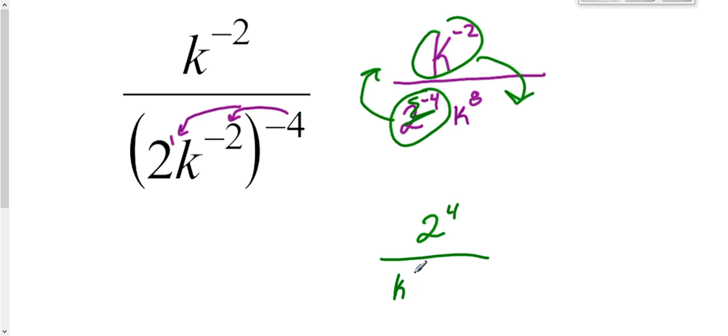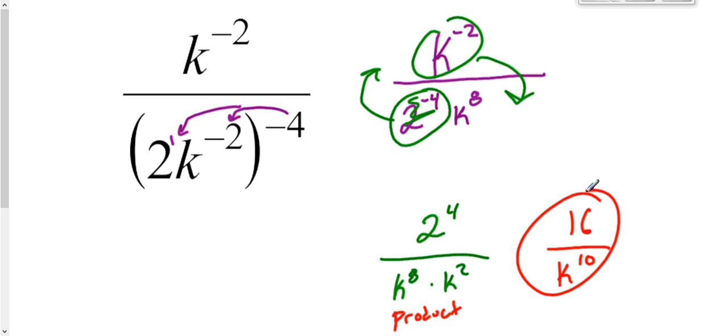and then k to the 8th times k to the 2nd. 2 to the 4th is 16, and all multiplied out. Then this is the product rule, because we have 2 terms with the same base multiplying. 8 plus 2 gives us k to the 10th. That's our final answer.